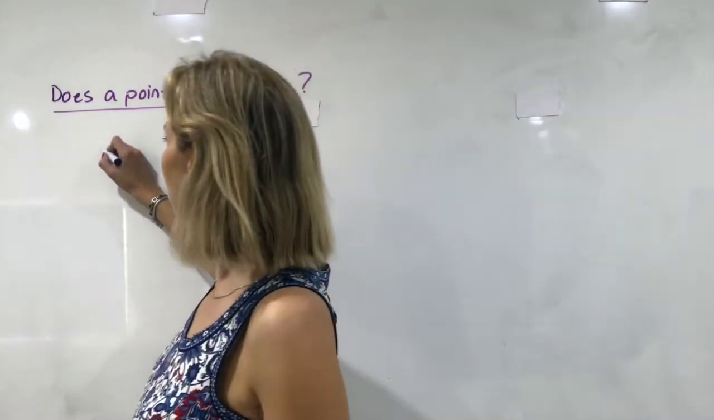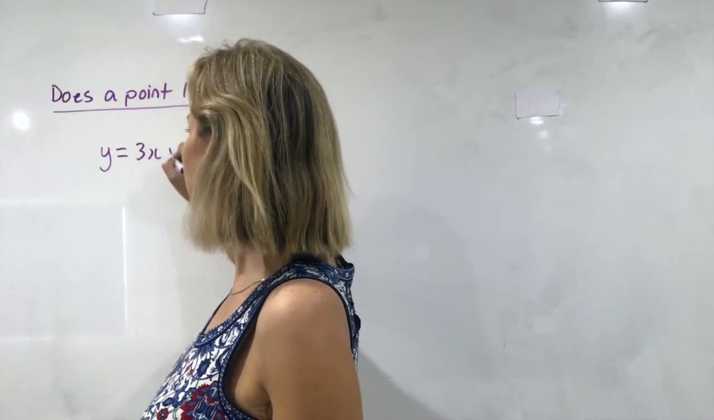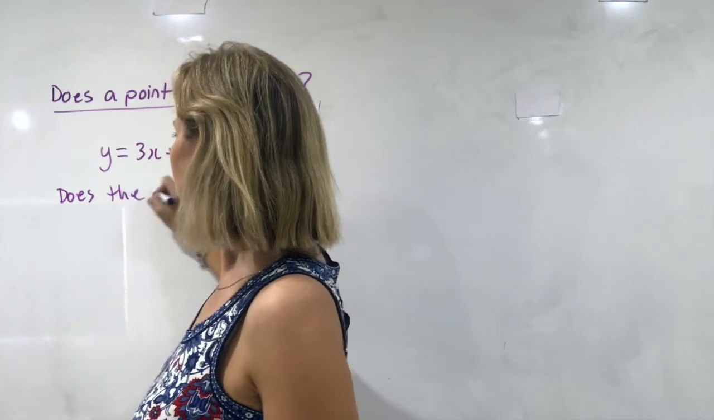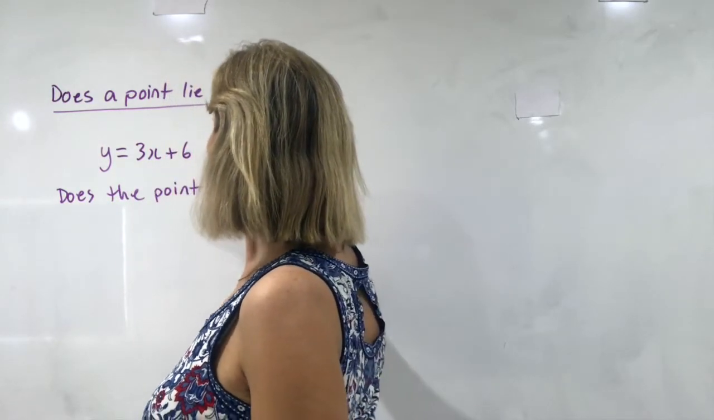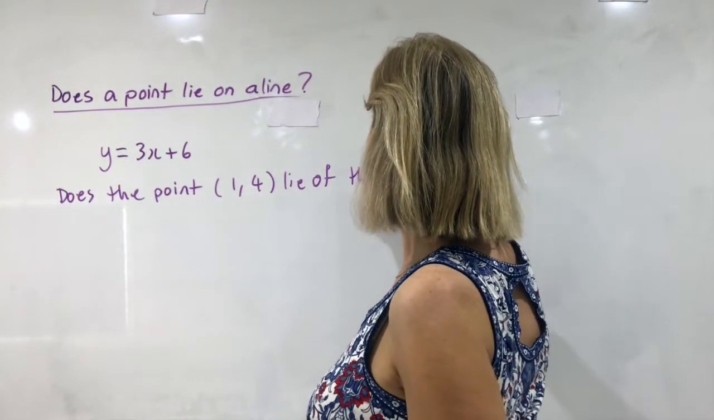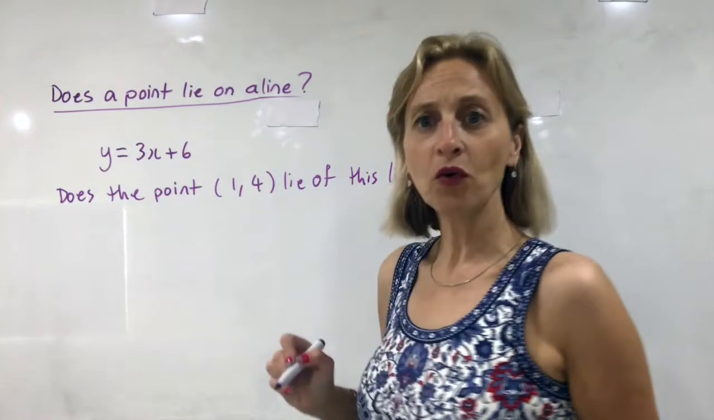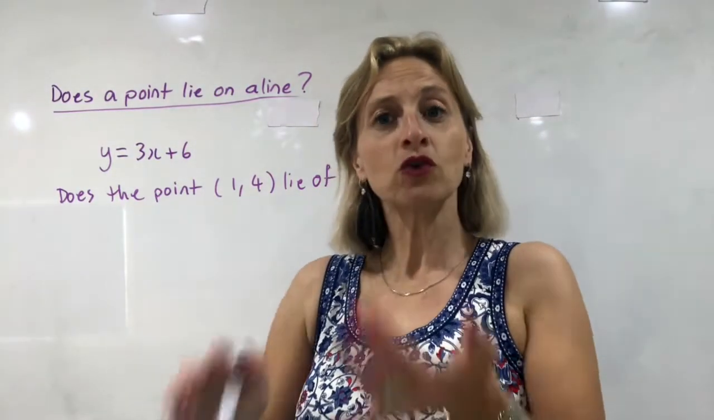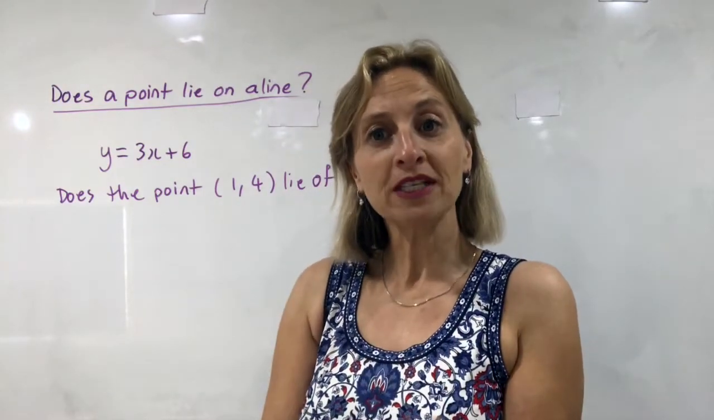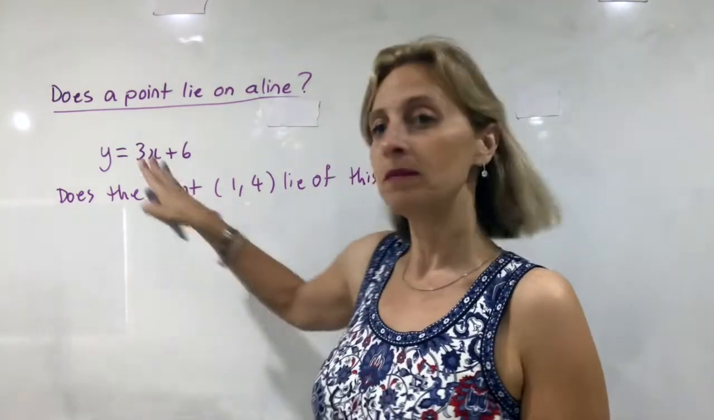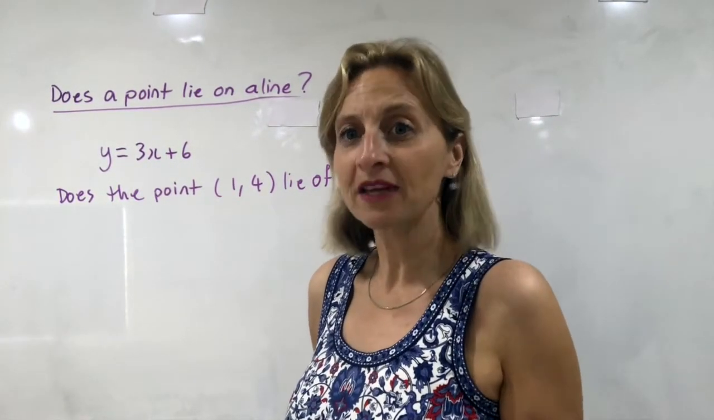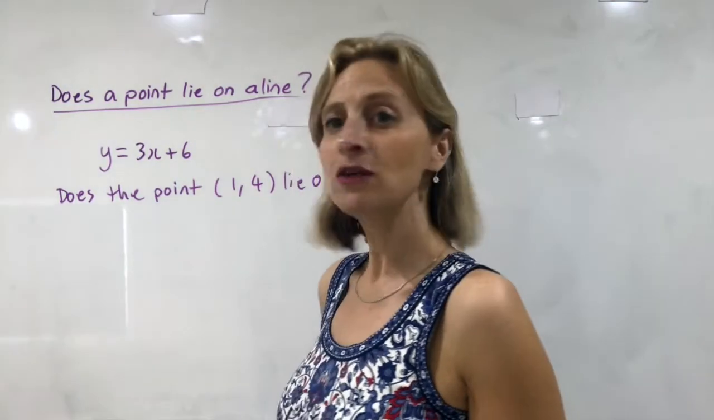Let's say we have the equation y equals 3x plus 6. Does the point (1, 4) lie on this line? Of course, we could do what we just did before. We could draw a table of values, sub in the numbers, plot the points and draw the line, and then see whether or not this coordinate fits onto our line. That's very complicated though. There must be a better way to do it.